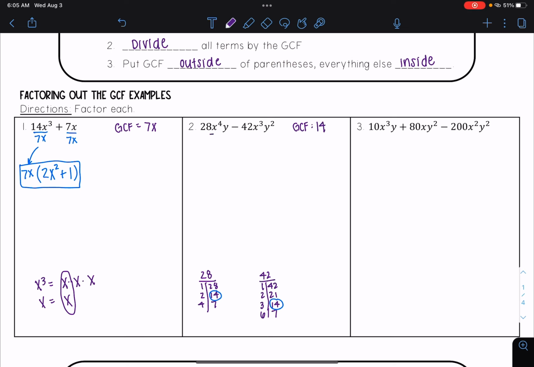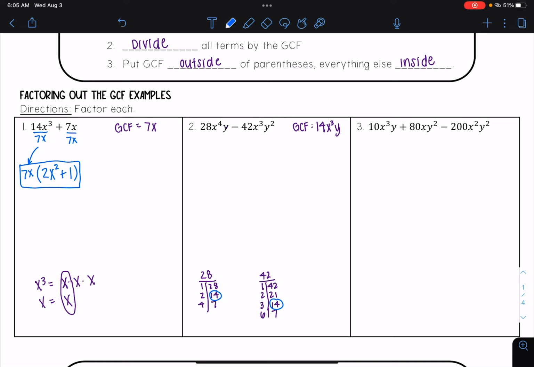Okay, now I'm going to look at my x's. A quick shortcut that will go into your GCF is that you're just going to take the smaller exponent. So here I have x to the fourth. This one I have x cubed. So that means my GCF has x cubed. And then for my y's, the smaller number is just the 1. So for this, my GCF is 14x cubed y.